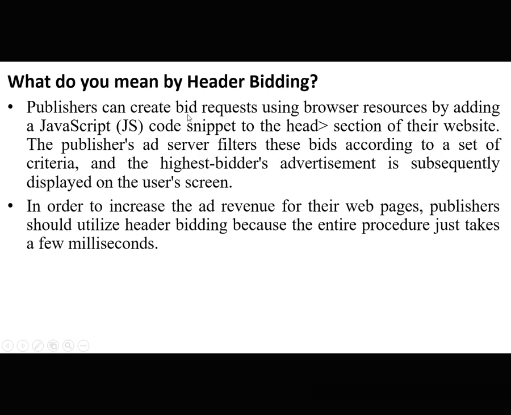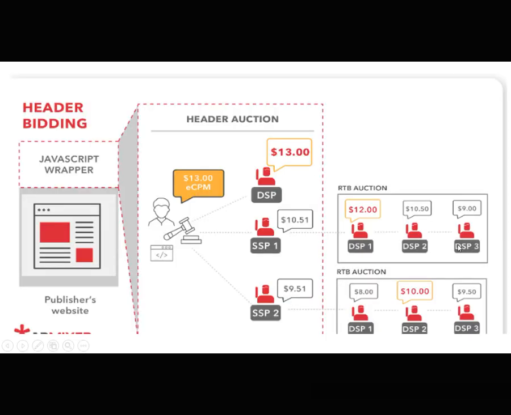What do you mean by header bidding? Publishers can create bid requests using browser resources by adding a JS code snippet to the head section of their website. The publisher's ad server filters these bids according to a set of criteria, and the highest bidder's advertisement is subsequently displayed on the user's screen. In order to increase the ad revenue for their web pages, publishers should utilize header bidding because the entire procedure just takes a few milliseconds.